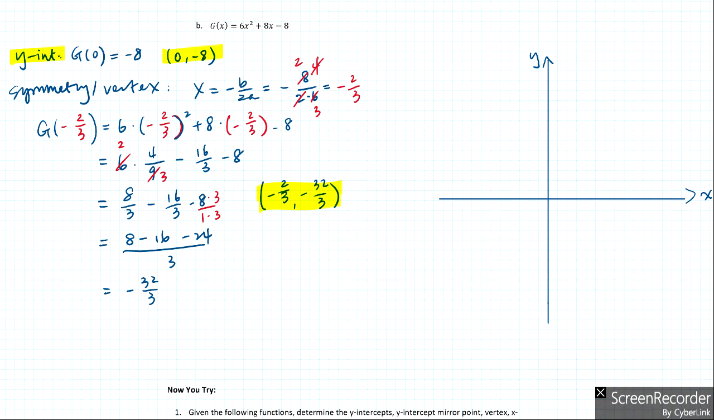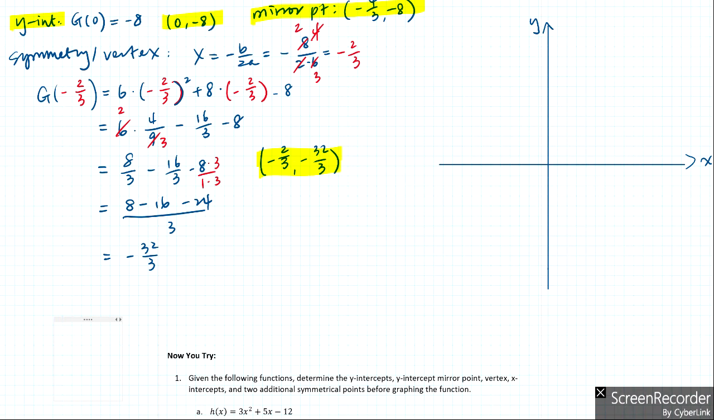Now for the mirror point of the y-intercept, we can use the fact that the y-intercept has x-coordinate equal to 0, which is equidistant from the axis of symmetry compared to its mirror point. So its mirror point should be 2 times the x-coordinate of the vertex. So we get -4/3. And then it's the same height, so -8 is still going to be the y-coordinate. And that's going to be the mirror point we get. And next, we want to think about how we can find the x-intercepts over here.